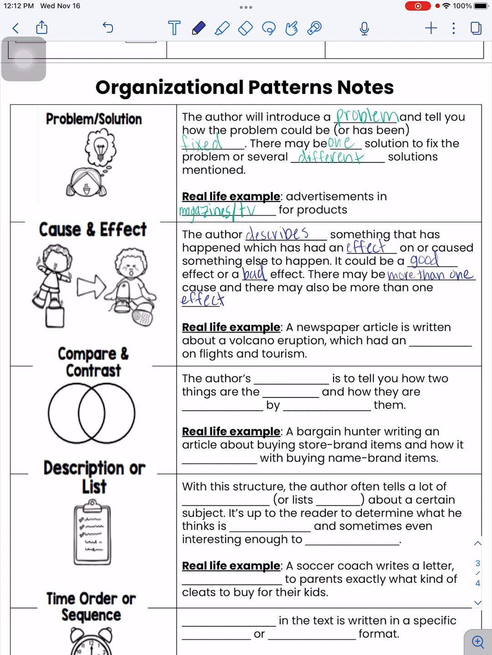So, a real-life example of cause and effect, a newspaper article is written about a volcano eruption which had an effect on flights and tourism. So, because the volcano erupted, flights and tourism were affected.